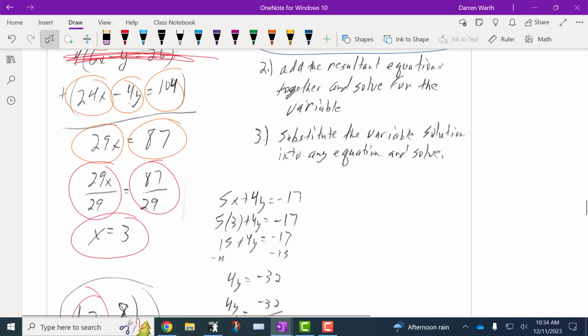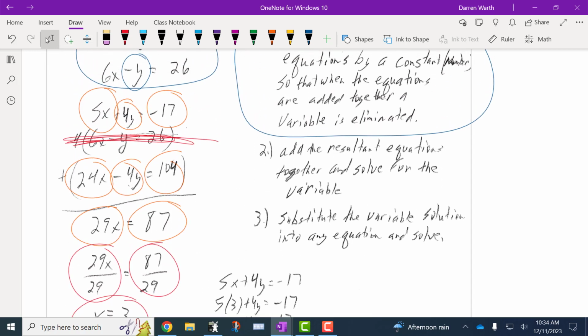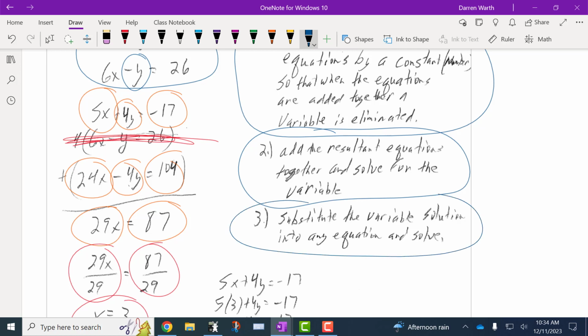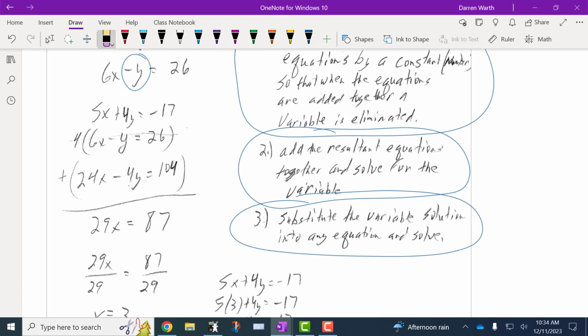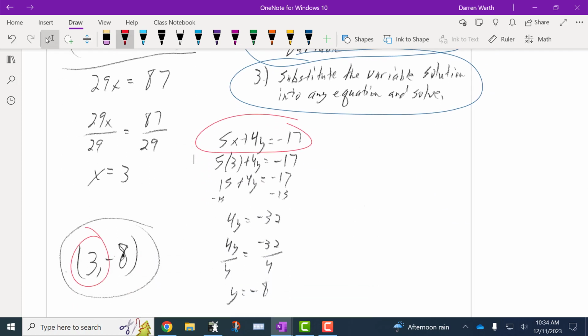So I just go back to my rules here. And notice I just did that second step right there. It says add the resultant equations together and solve for the variable. So now that I've done that, I'm going to go ahead and substitute the variable solution into an equation and solve. So I'm just going to go ahead and choose this equation right here. So you're going to notice this equation right here. It says 5x plus 4y equals negative 17. So you rewrite that down here. And I'm going to substitute in my value of my variable and go ahead and find that answer.